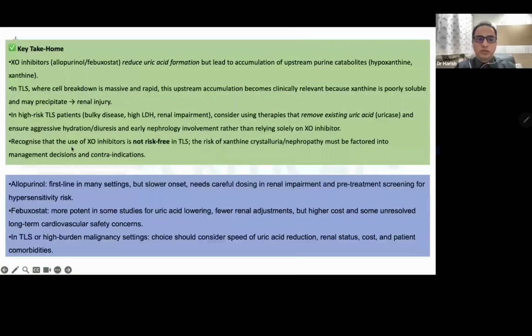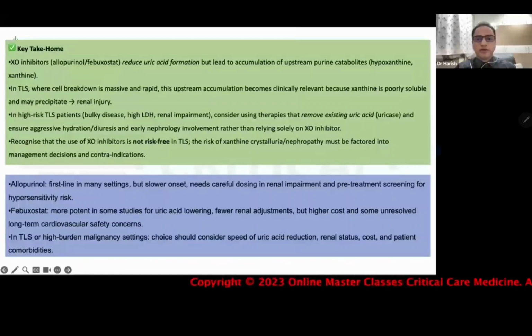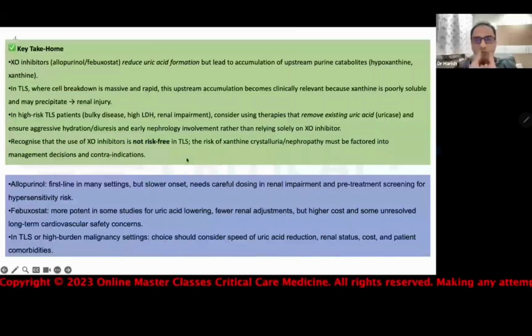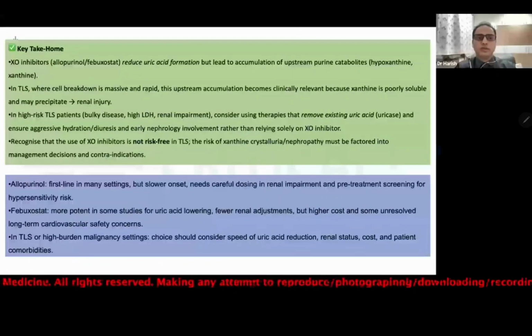So this is the take home message. You can just go through it. Whatever I discussed, everything is here. Allopurinol is not for emergency reduction in uric acid; it has a prophylactic role, and it is not for renal dysfunction patients. When you use a xanthine oxidase inhibitor, there is still accumulation of hypoxanthine and xanthine, so there is still a possibility of crystal formation. That you need to remember. So these are some of the take home points.